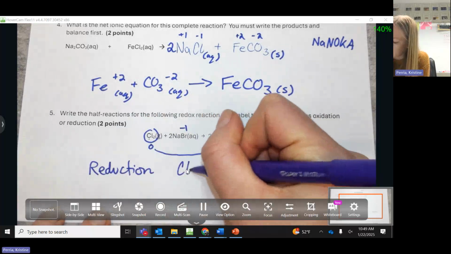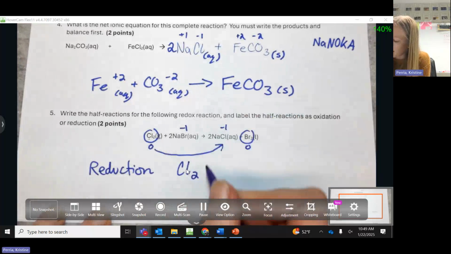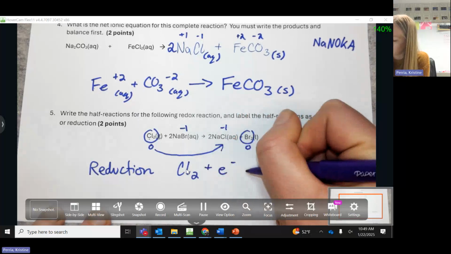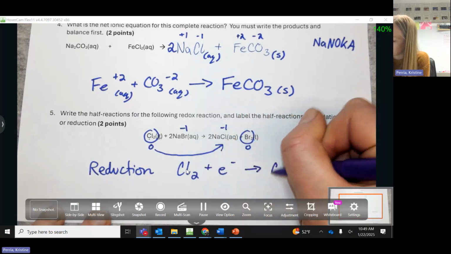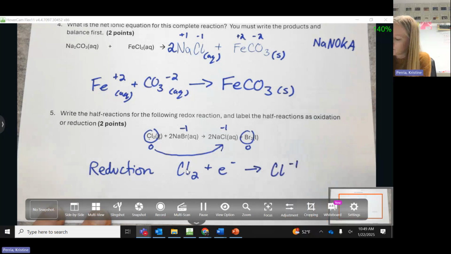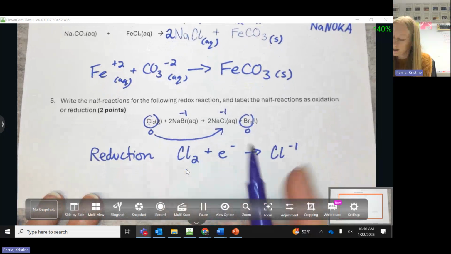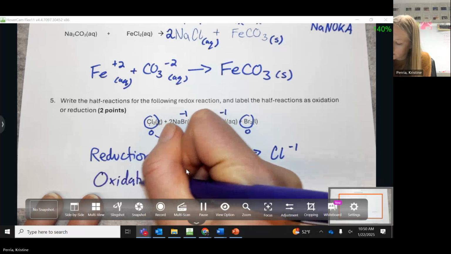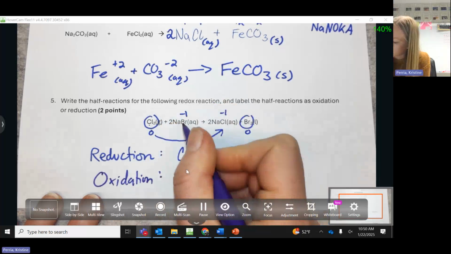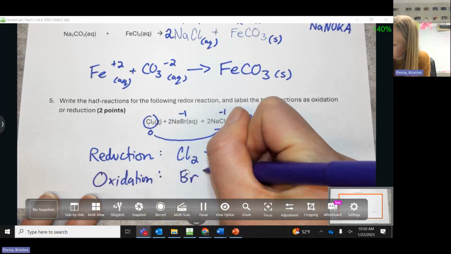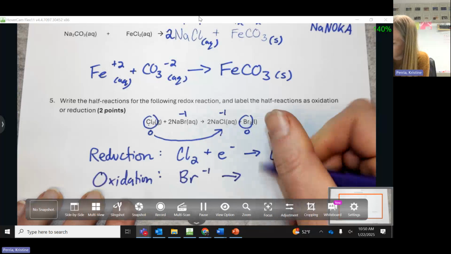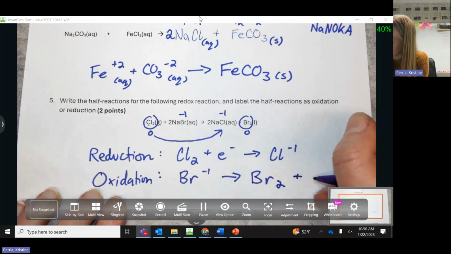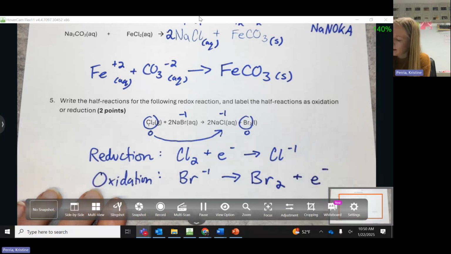So I'm going to write Cl₂, and we know when we have reduction, we put our electrons on the left, right, the reduction half reaction, and then it's going to go to Cl⁻. Okay, we'll get to our coefficients in a second. And then our oxidation half reaction, okay, we're starting with Br⁻, and then we know our electrons are going to be on the right, so we're going to be going to Br₂, okay, and plus the electron.